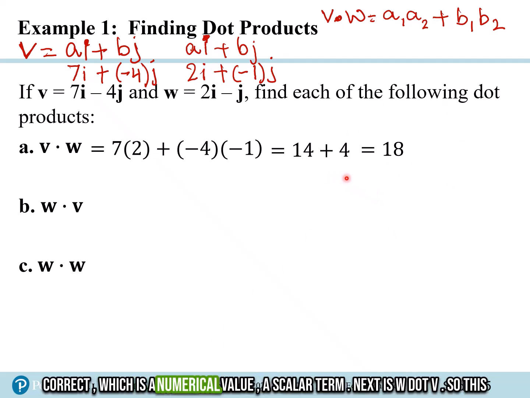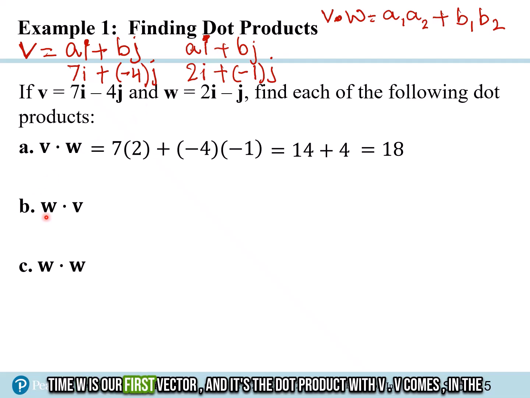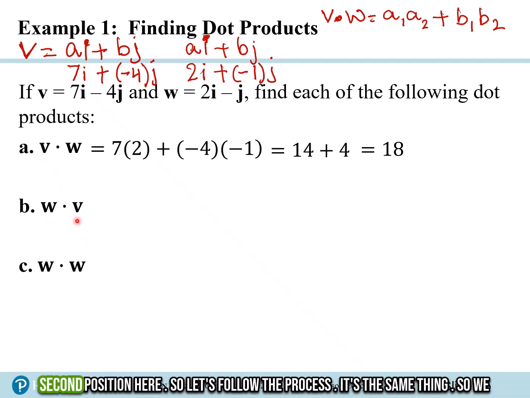Which is a numerical value, a scalar term. Next is W dot V. So this time W is our first vector and it's the dot product with V. V comes in the second position here. So let's follow the process.